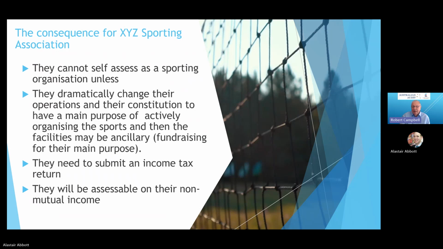Next slide, please, Al. So what are the consequences for XYZ sporting associations? They can't self-assess as a sporting organisation unless they dramatically change their operations and their constitution to have a main purpose of actively organising the sports, and then the facilities may be ancillary. They need to submit an income tax return, and they will be assessable on their non-mutual income. That's a pretty big change for them as an organisation. Move to the next slide.